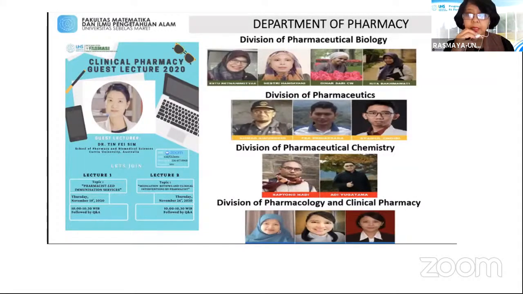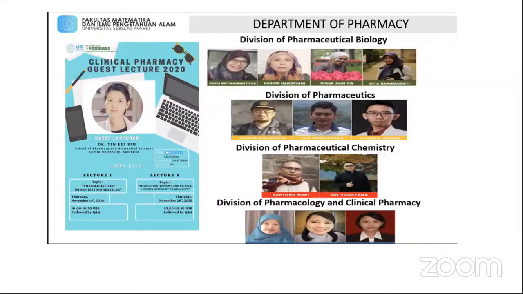The second is the division of pharmaceutics with Mr. Fea, Mr. Saiful Khoiri, and Dr. Rafiq as the head of division. And the third is pharmaceutical chemistry with Mr. Adi Yugatama and Dr. Sabtono Hadi as the head of this division. Dr. Sabtono Hadi is also our head of department in the Department of Pharmacy, Faculty of Medical Science, Sebelas Maret University. And the fourth is the pharmacology and clinical division with Ms. Yeni, Ms. Vinci, and me, Rasmaya, as the head of division.